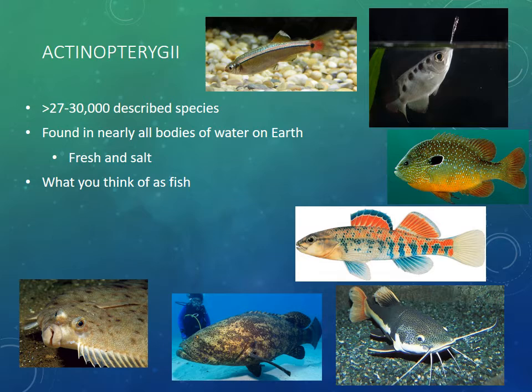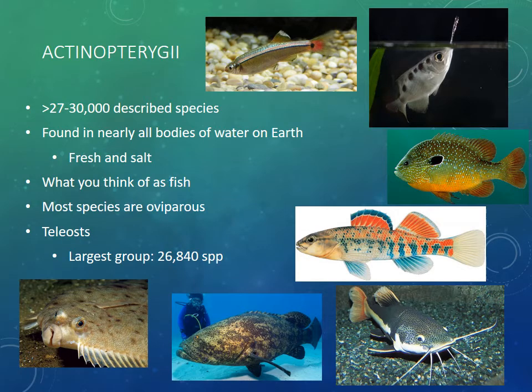Classic fish. Most are oviparous, which means they lay eggs. And the biggest group here is a group called Teleosts, which has the most species of vertebrates around. So almost 27,000 species of the 60,000 total vertebrates.